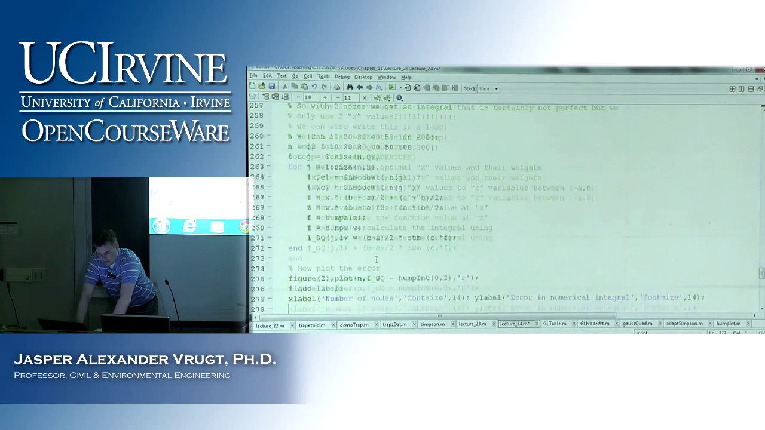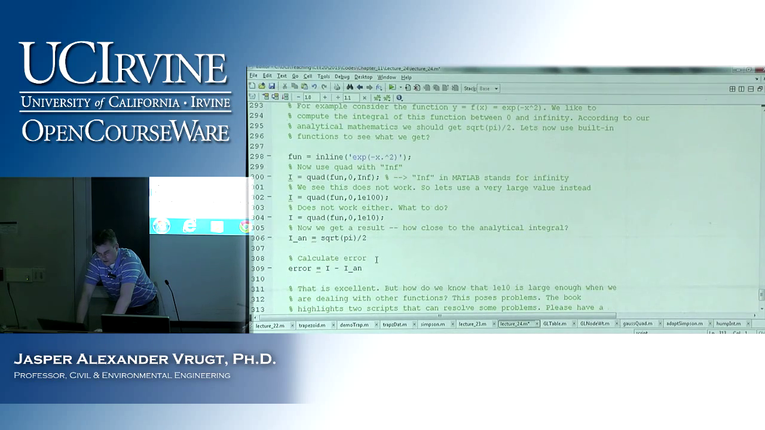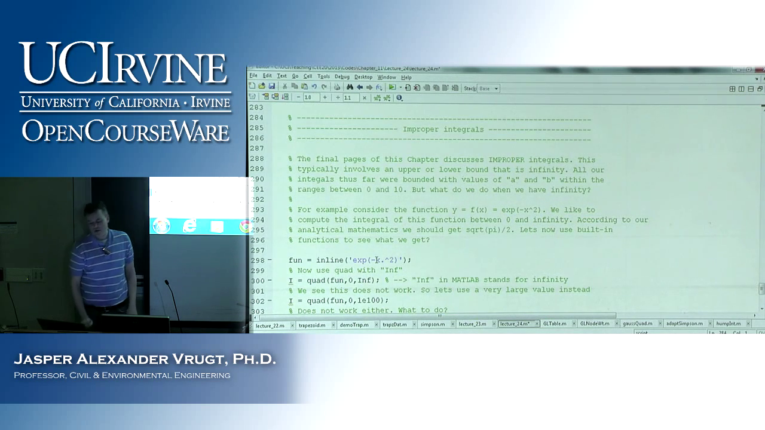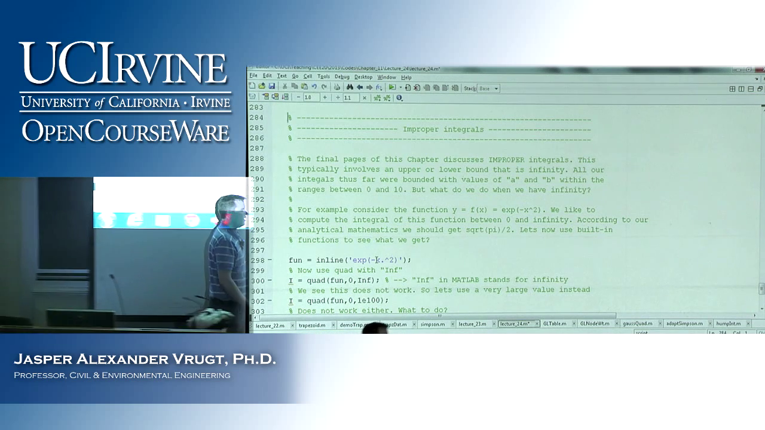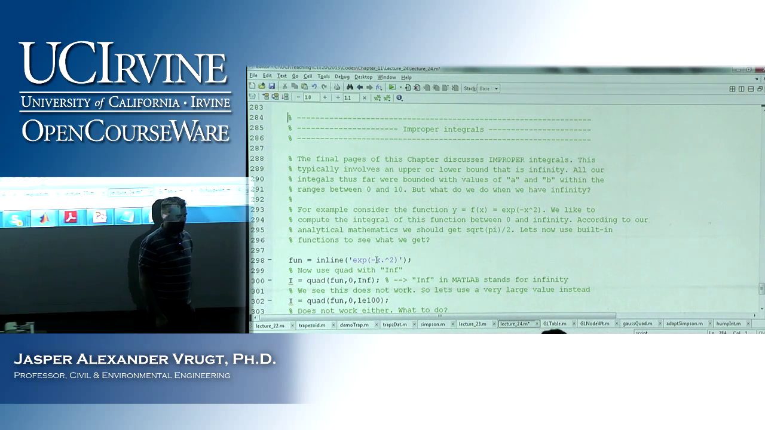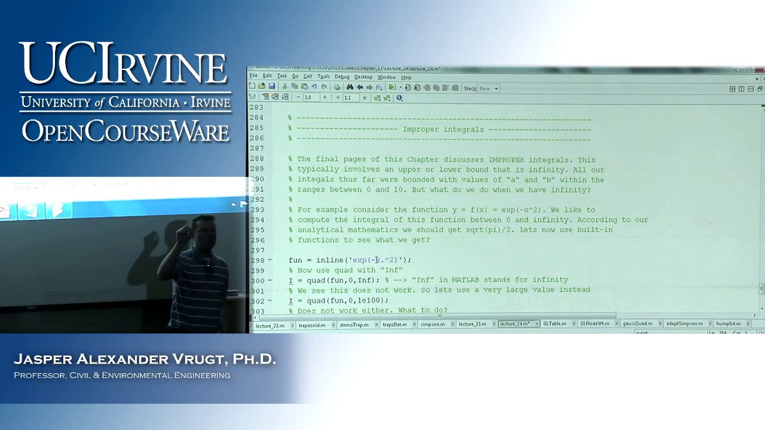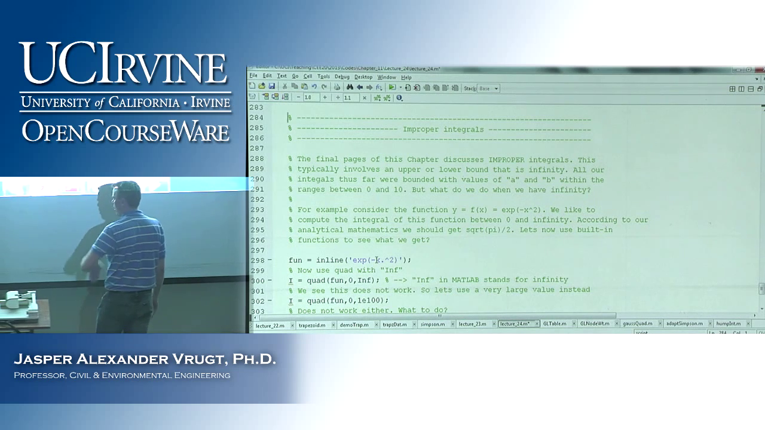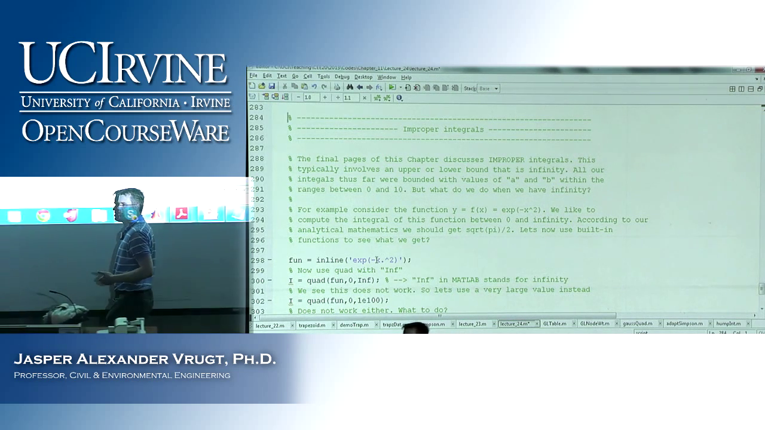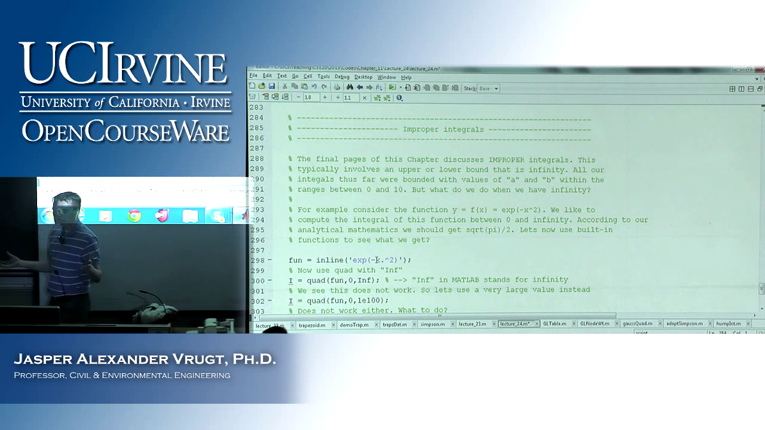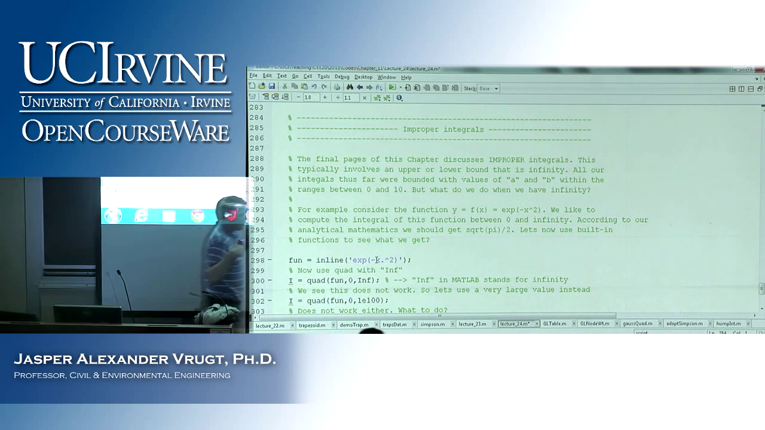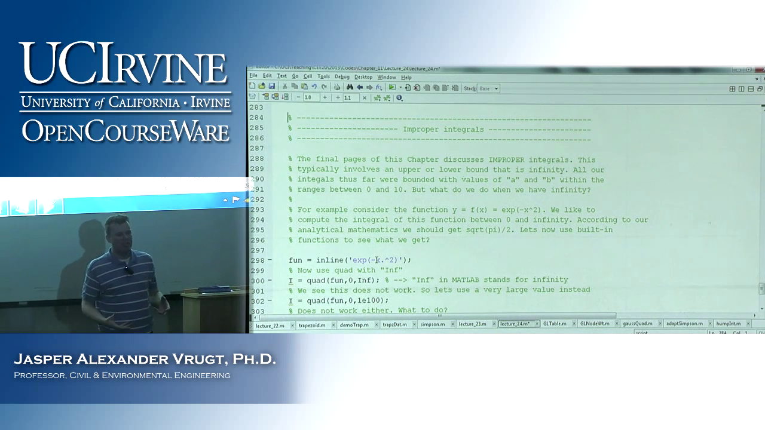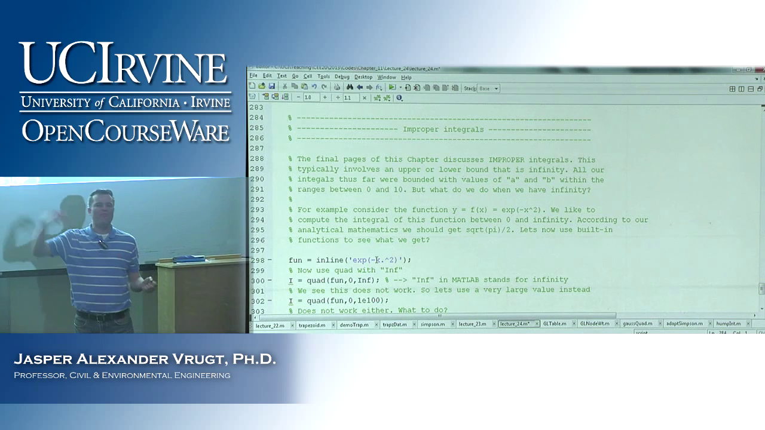Now, very quickly, what I want to talk about is improper integrals. So far, we've always worked with integrals in which I tell you what a and b are. I tell you that a is 0 and b is 10, so the lower bound is 0, upper bound is 10, or any other value. What's now an improper integral is one in which the lower bound is minus infinity and the upper bound is infinity.